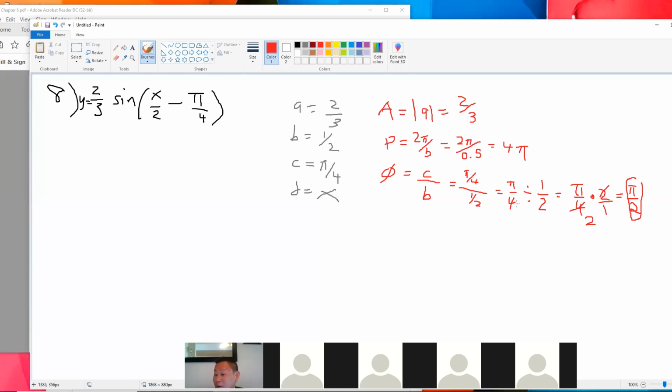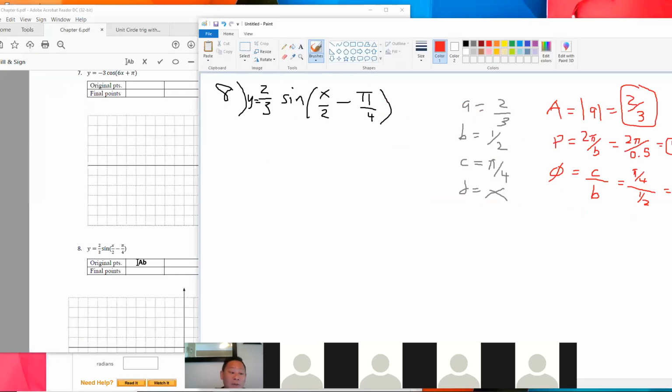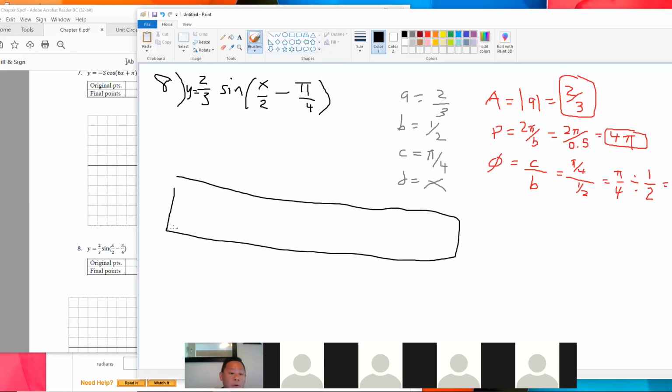If this is in the denominator, then this is pi/8. But since this is on top, this is pi/2. So this is how you figure out your period, your amplitude, and your phase shift. Now we're talking about the sine. Then you need to figure out your points here. So you need to figure out your original points, and then your final point.